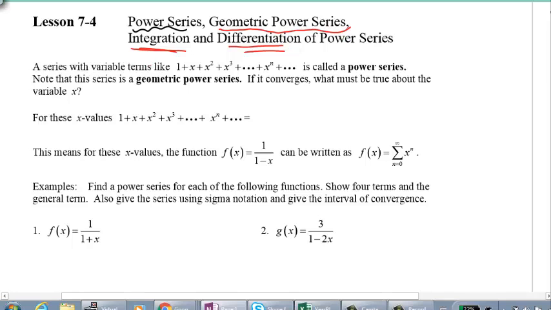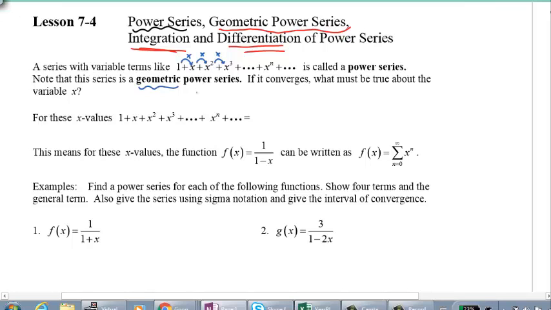It's a series with variable terms like this: 1 plus x plus x squared plus x cubed and all that. See how the variables are different powers? And that's why we call this a power series. Note that this particular power series is also a geometric one. Why do we call it a geometric power series? Hope you can see that to get from one term to the next, you multiply by a common ratio of x. So if it converges, my question to you is, what must be true about the variable x?